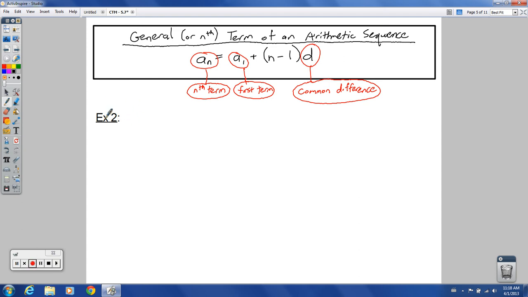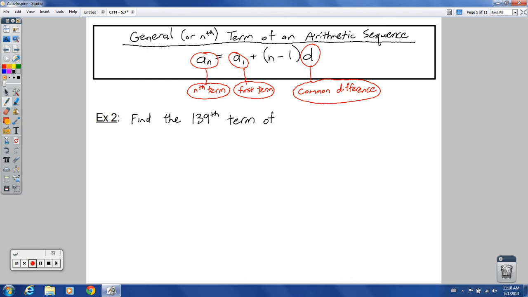So example 2 is to find, I'm going to go kind of crazy here, the 139th term. I decided to do that so you didn't think, oh, I'm just going to add 2 or whatever the difference is 5 times and I'll be done. I don't have to know this formula. If you're going to add 2 139 times, so yeah, have fun with that. You go ahead and do that if you want.